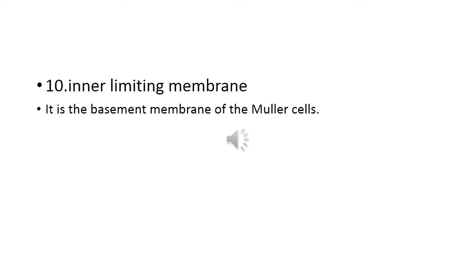Now coming over to the last layer, which is the inner limiting layer. This layer is also called the internal limiting membrane, and it is actually made up of the basement membrane of the Muller cells. You should know the names of the cells which are present in each layer and their synapses. So in the diagram, I will again repeat all these points.